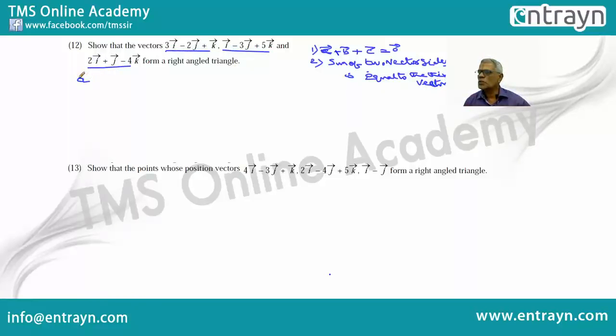So a vector is equal to 3i minus 2j plus k, b vector is equal to i vector minus 3j vector plus 5k vector, and c vector is equal to 2i vector plus j vector minus 4k vector.